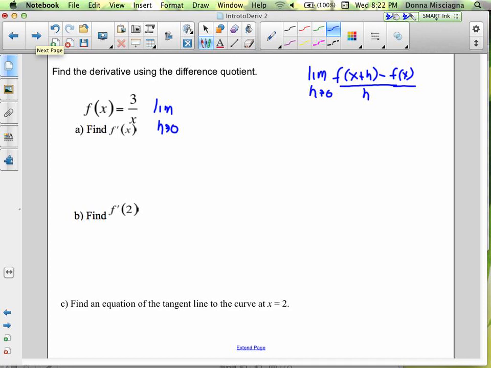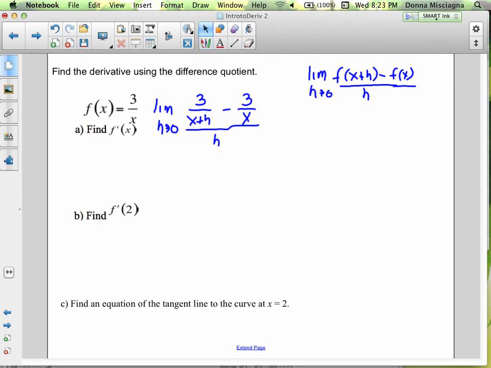All right, so of course f of x is just going to be the equation that you have, and then f of x plus h, you just substitute x plus h everywhere you see an x. All right, so this is going to be 3 times x plus h minus 3 divided by x, all divided by h.